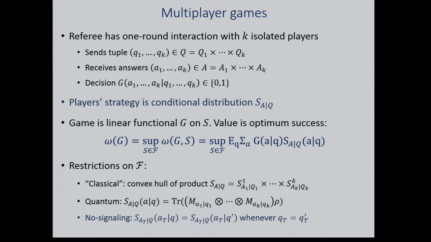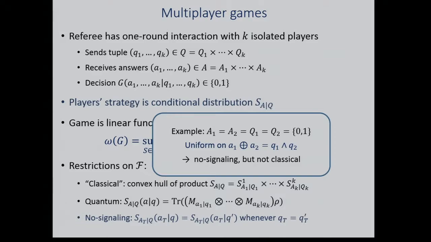But the restriction is that if you look at the outputs, the answers, you marginalize and you look only at the outputs on the subset, then this distribution only depends on the corresponding inputs, right? So if I look at only the answers in the set T, but I change the inputs or the questions outside of T, so to other players, then the marginal distribution is unchanged. So that's no signaling strategies.